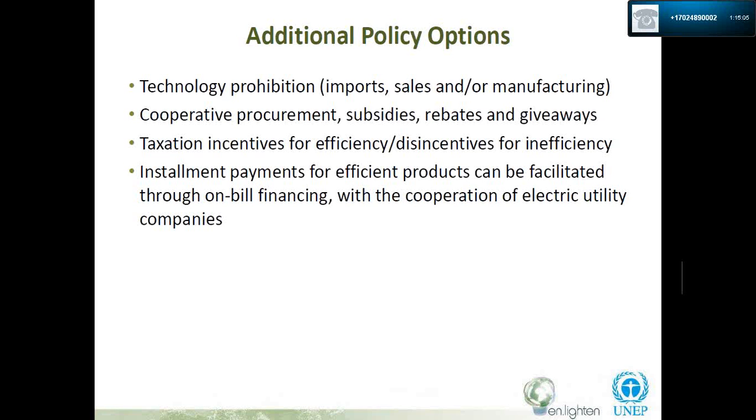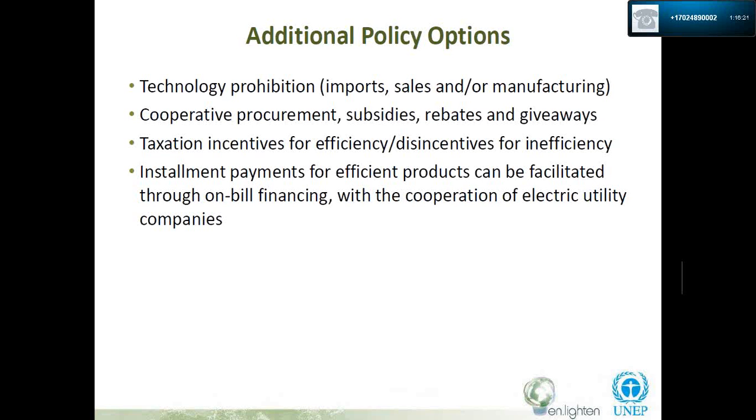Another policy option is to work with taxation, either to give a discount tax or a tax incentive for energy efficient products and a disincentive or a penalty tax for inefficient products.